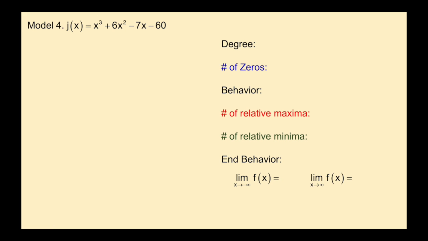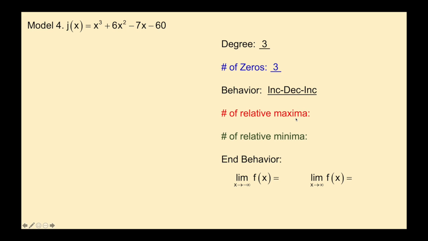For number 4, here our degree is going to be 3. As far as the number of zeros here, we're not actually going to factor this out. What we're going to do is assume that we're going to have 3 total zeros because our degree is 3. Our behavior here, we know that the last one is going to increase because this is positive. So if I work backwards from there, I get increase, decrease, increase.